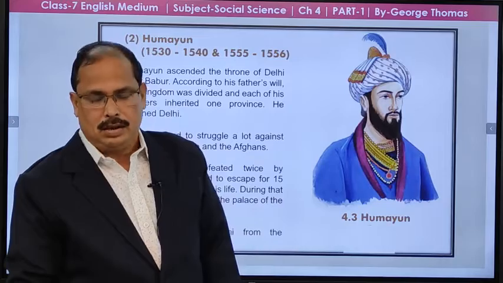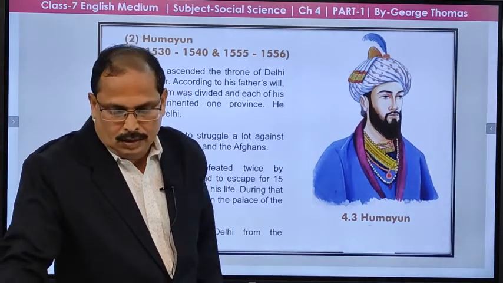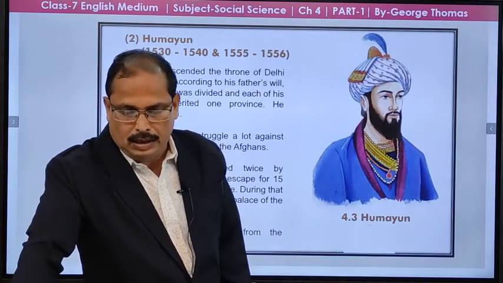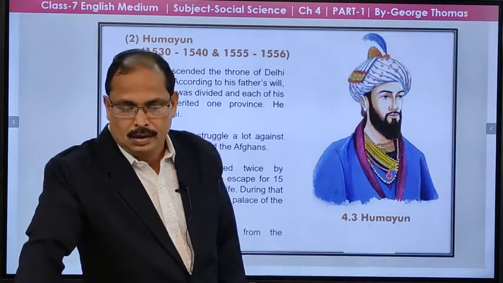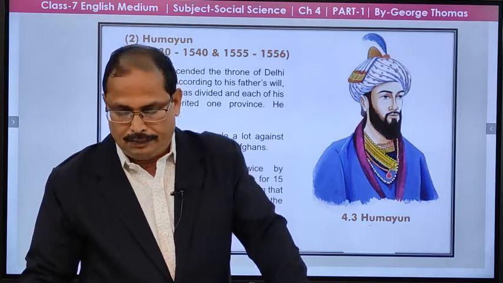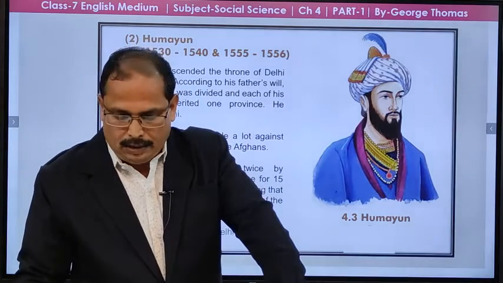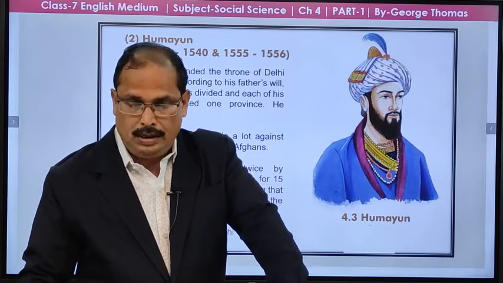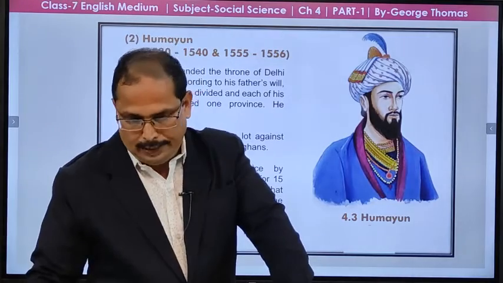After becoming the ruler, he had a lot of struggle with his brother Kamran, and he was defeated by another Afghan ruler called Sher Shah. In order to save his life, he had to escape for 15 years. Later, he defeated the descendants of Sher Shah, and he re-established the Mughal dynasty in Delhi.